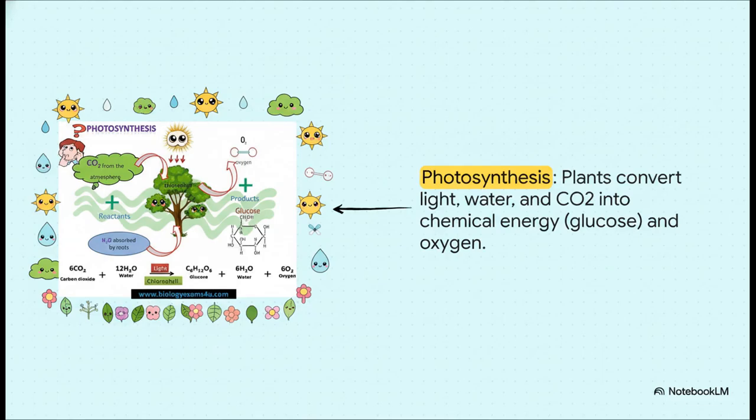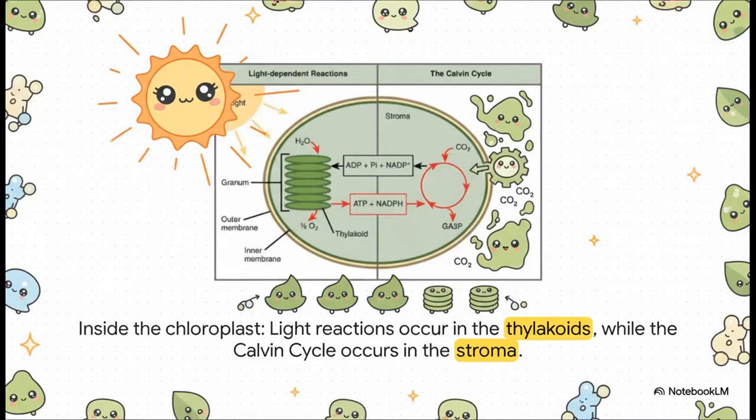This right here, this is the process that powers pretty much everything, photosynthesis. It is just a beautiful, elegant piece of chemical engineering. Plants take in the simplest ingredients, sunlight, water, and carbon dioxide, and out of that, they produce 2 things absolutely essential for us: energy, in the form of glucose, and the oxygen that we're all breathing right now. But here's the thing.